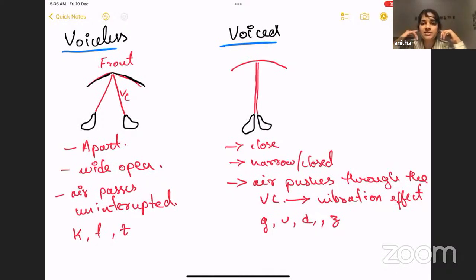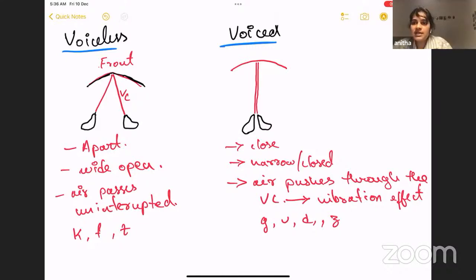Either you press your ear, where we put our earphones, and that basically closes your ears, or you can put your finger on your throat. Now, after you keep your fingers here, try to say these sounds out loud. Ka, fa, ta. Now try to say the sounds z, g, v.